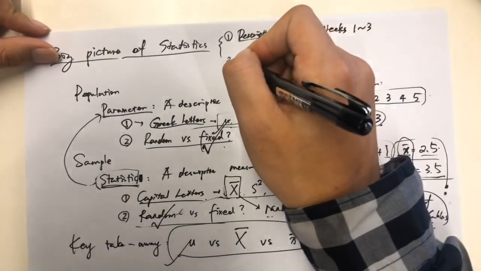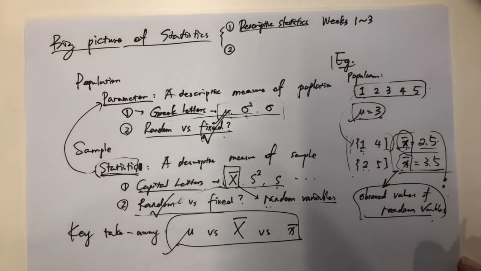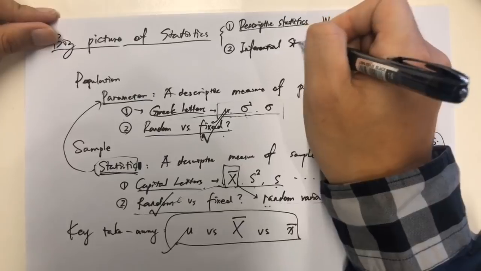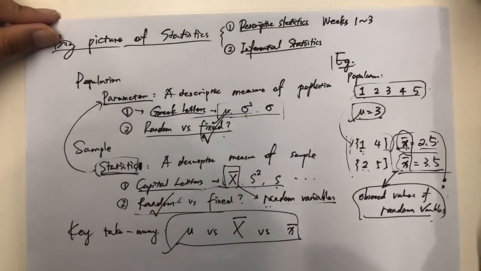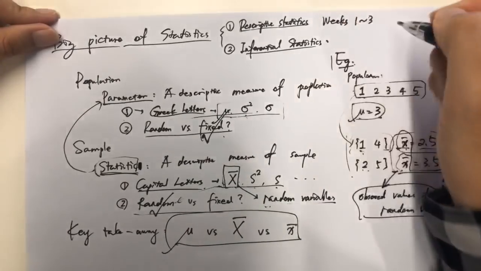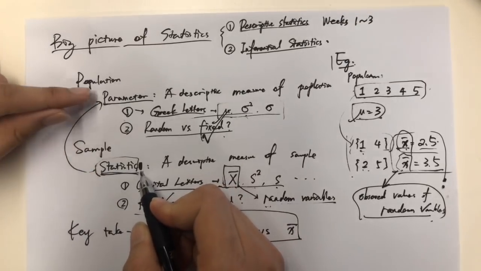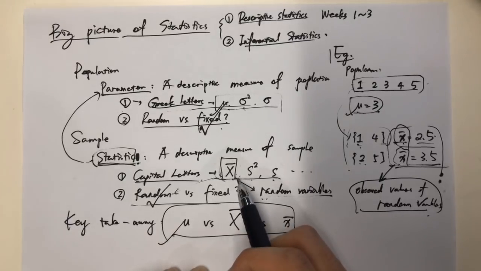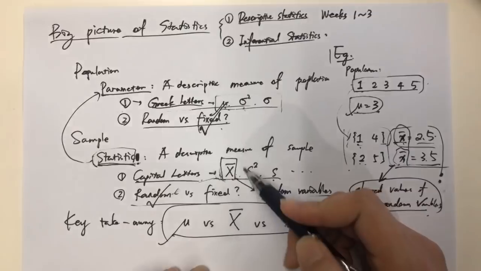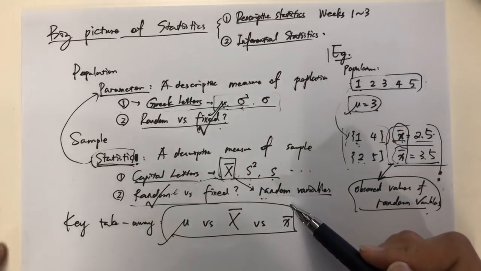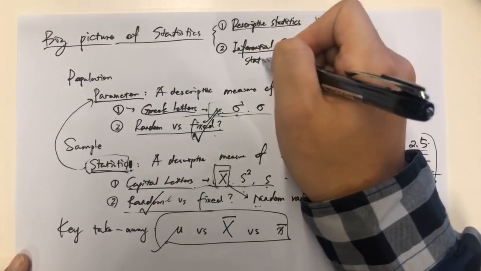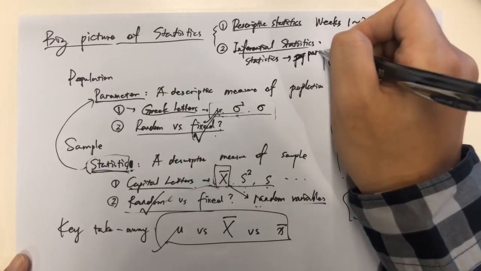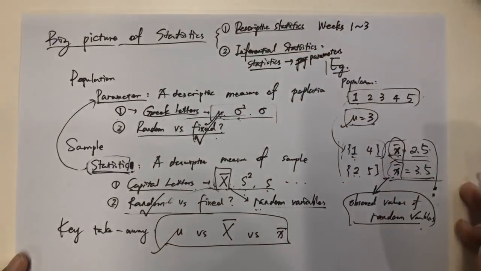Okay? And the second part, which is something that you're going to learn after the mid-semester exam. This branch is called inferential statistics. So for inferential statistics, it's mainly about using sample statistics to infer the values of the population parameters. So you probably have learned that the sample mean is an estimator of population mean. Sample variance is the estimator of population variance, and so on and so on. So inferential statistics is mainly about using sample statistics to infer parameters.